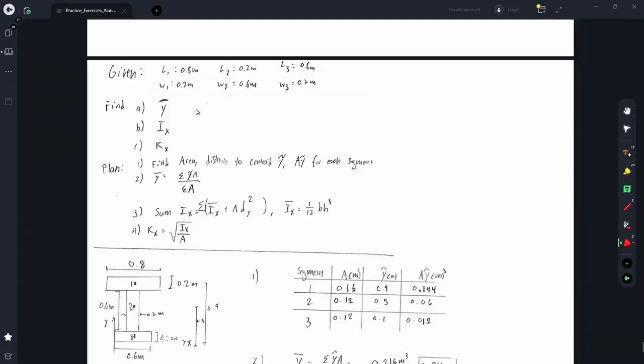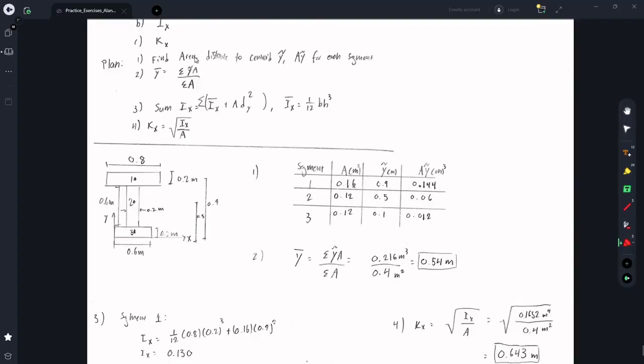So to do this, first we're going to find the areas, the distance to the centroid, or the y distance to the centroid, and then the area times that distance for each segment. And then we're going to use the formula: the centroid is equal to the sum of the areas times the distances to the centroids, divided by the sum of the areas.